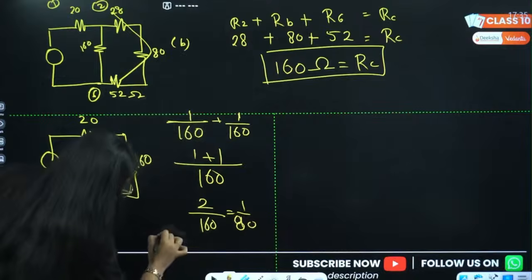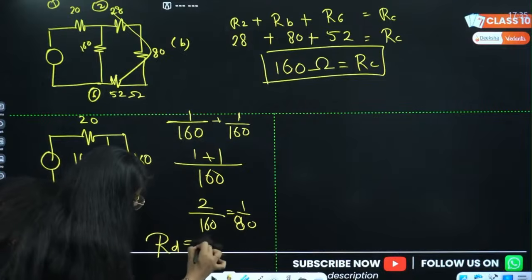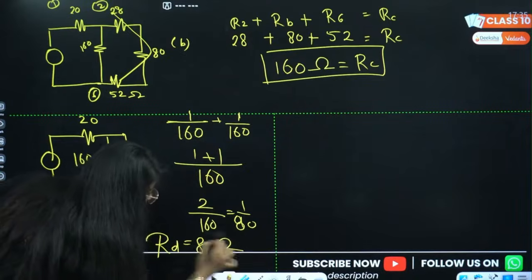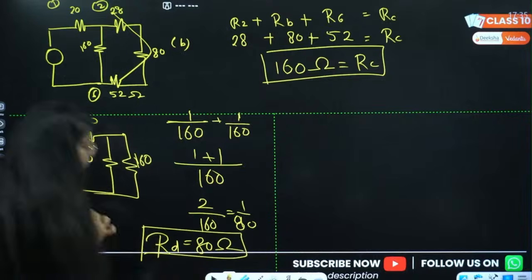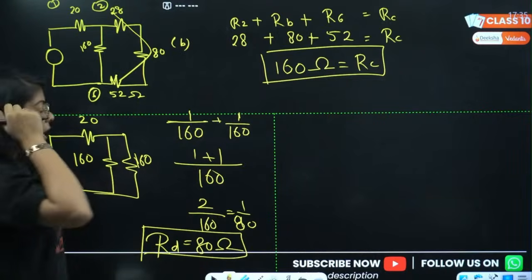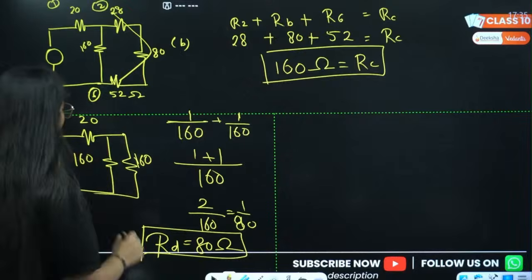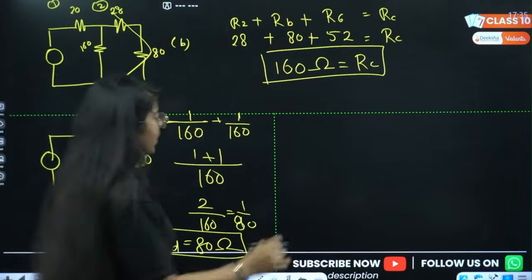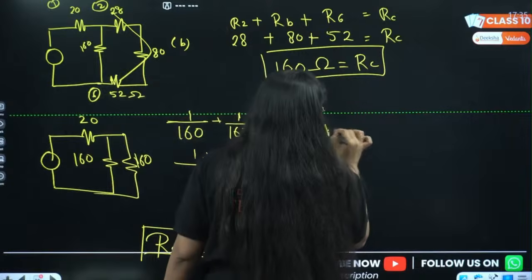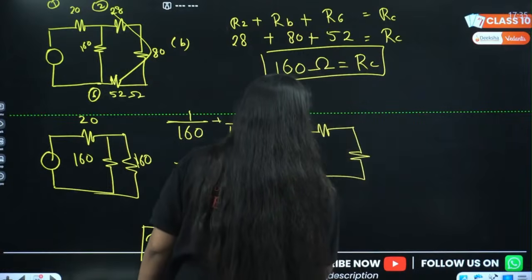So now RD is 80 ohm. Okay, RD is 80 ohm. So now let's remake the circuit. Circuit will simply be this.